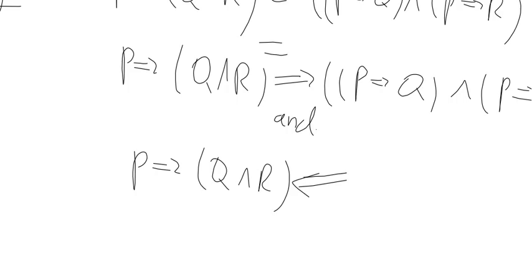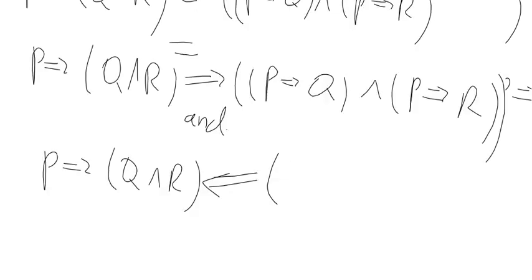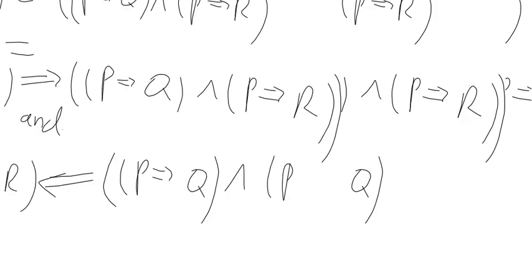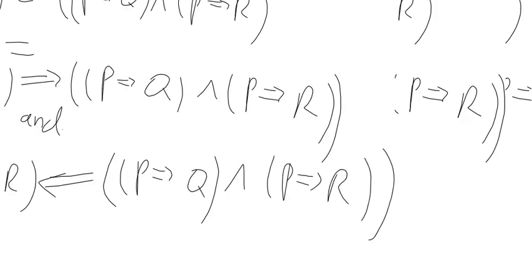If P implies Q and R, then P implies Q and P implies R is the reverse. So now the arrow is going the other direction: P implies Q, parentheses, and P implies R. So you have to do both cases.